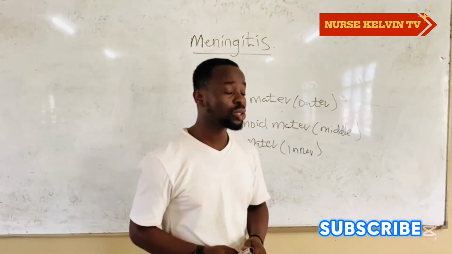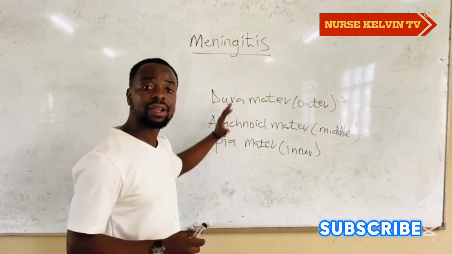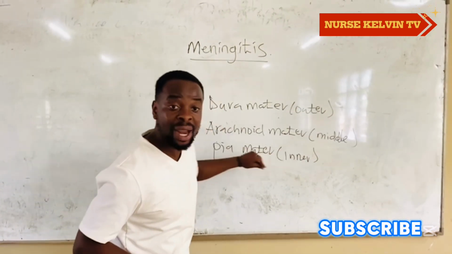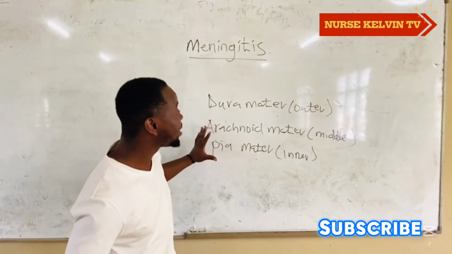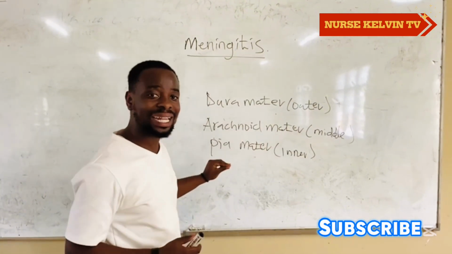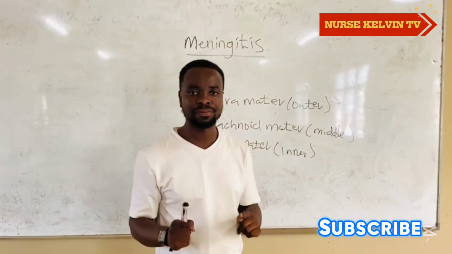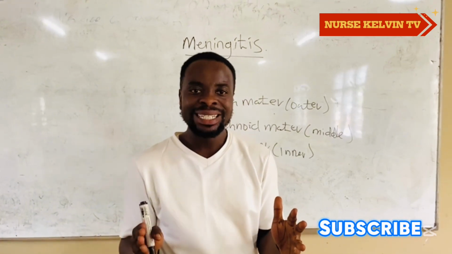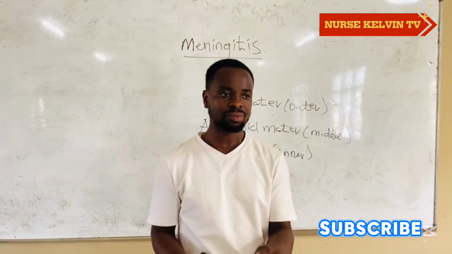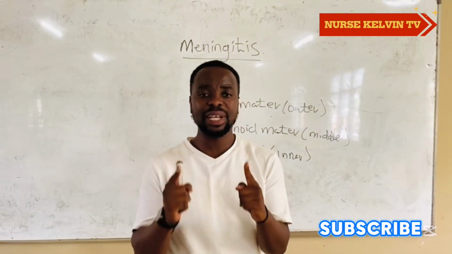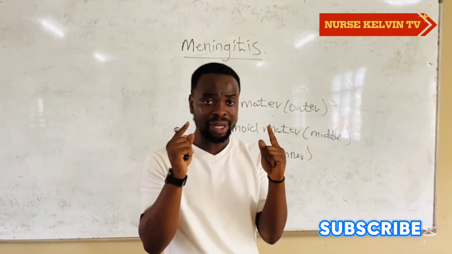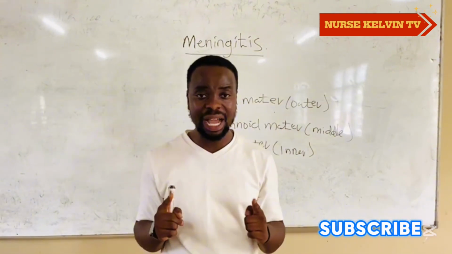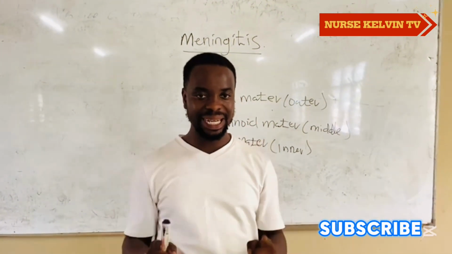So these are the 3 membranes that cover the brain and then the spinal cord. They protect the brain and the spinal cord. Now, if these membranes get inflamed due to infections, then it puts pressure on the brain and the spinal cord, leading to meningitis.